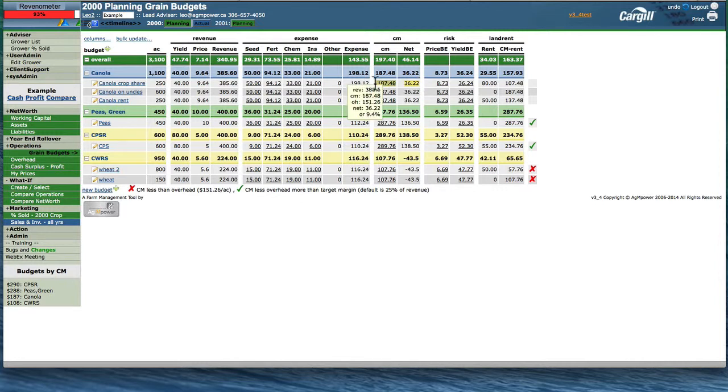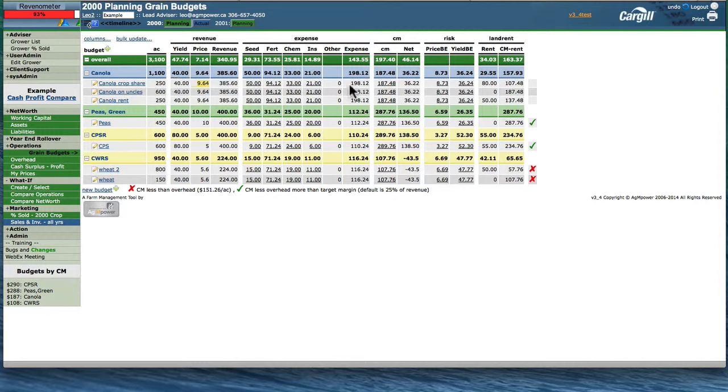But these numbers are based on a 40 bushel crop getting $9.64 a bushel. How much do we need to get to break even? Break even means that cash surplus would be zero. For this budget with a 40 bushel crop, the break even price needs to be $8.73, $6.59 for peas, $3.27 for wheat.